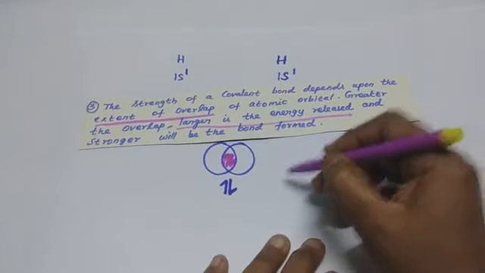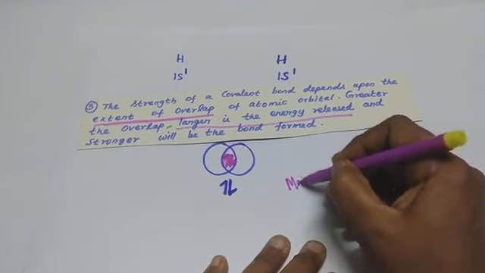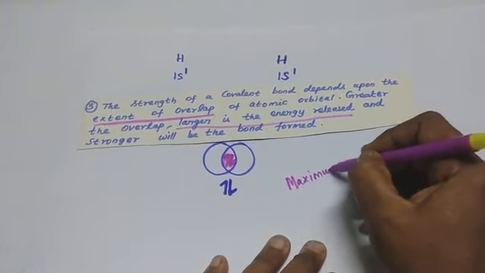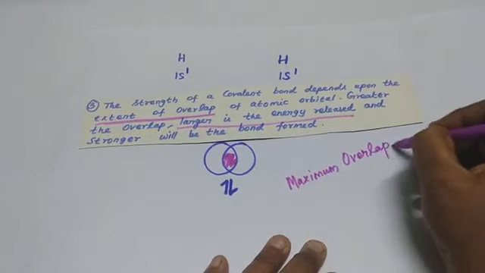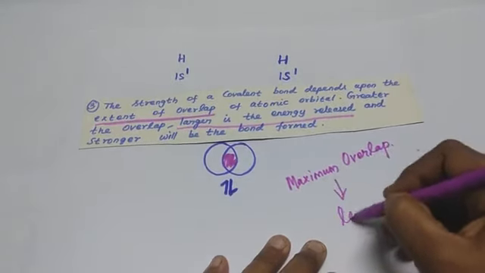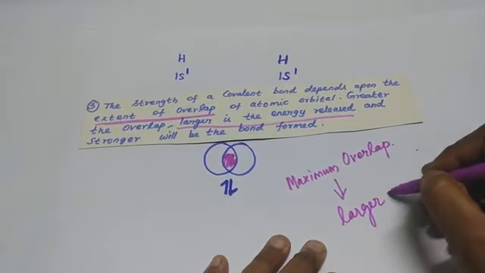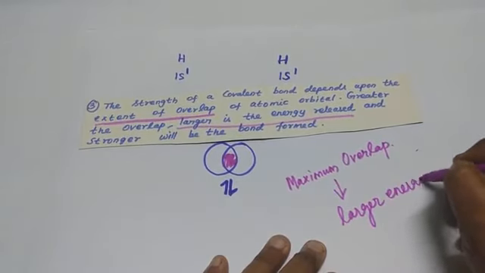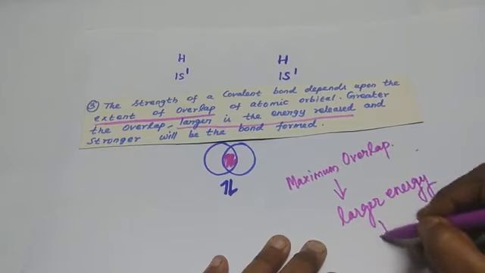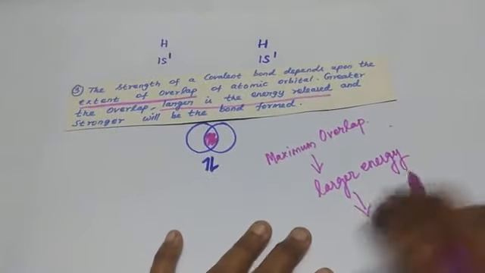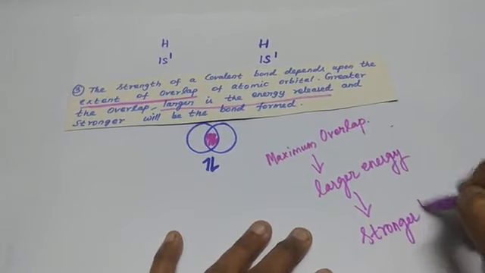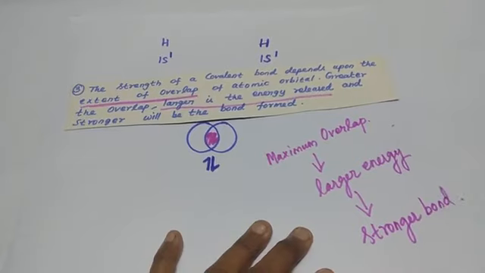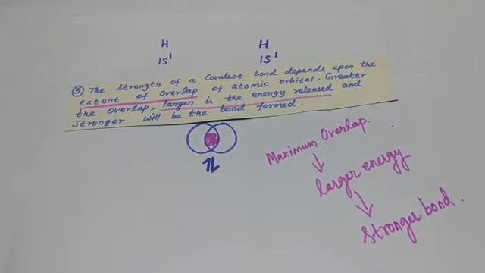Are you able to understand, students? Maximum overlap means that larger energy will be released during the bond formation. Larger energy released means the covalent bond formed will be a stronger bond. So maximum overlap means the bond formed will be the stronger bond.